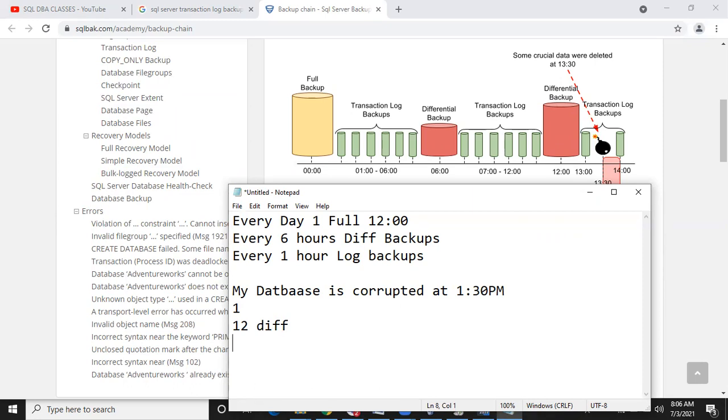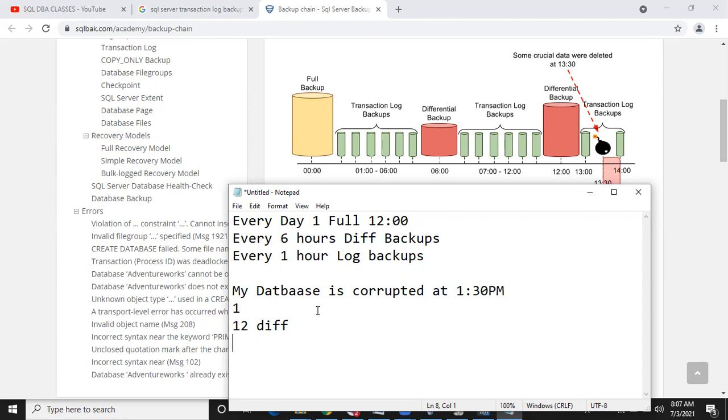Is it 12 a.m., the top one, or 12 p.m.? This is 12 a.m., and this is 12 p.m. So you need to take the full backup, then the differential backup at 12 p.m. One full backup, one differential backup. Then how many log backups? One log backup. Are you sure?